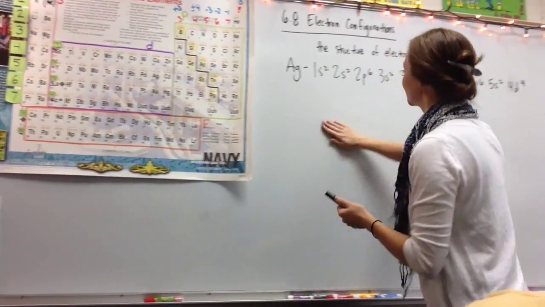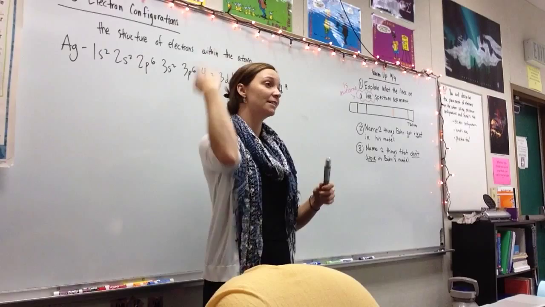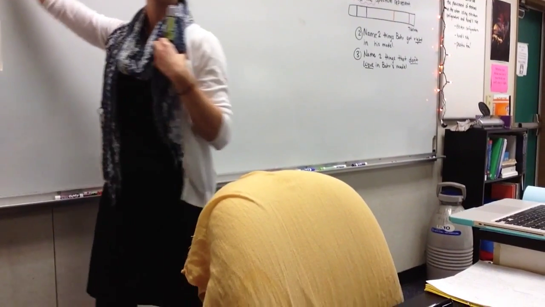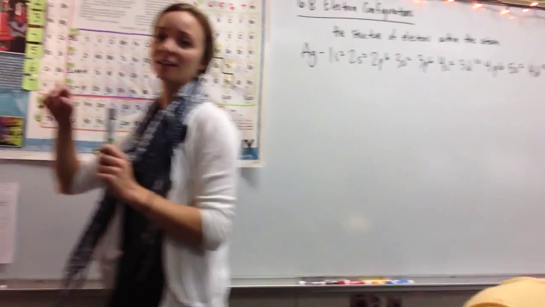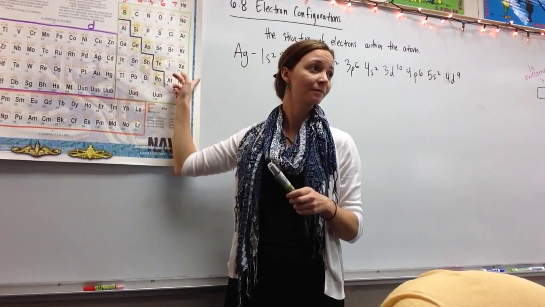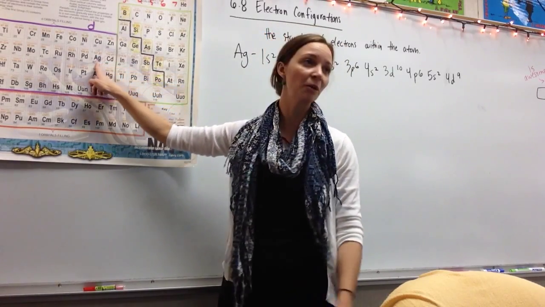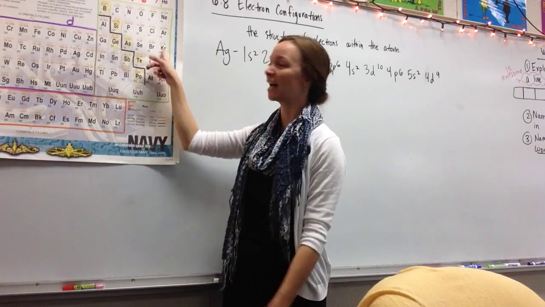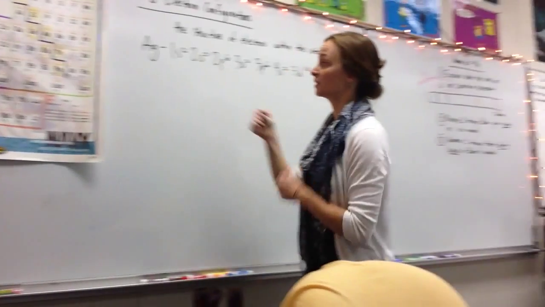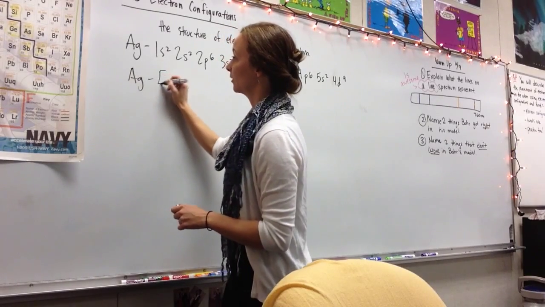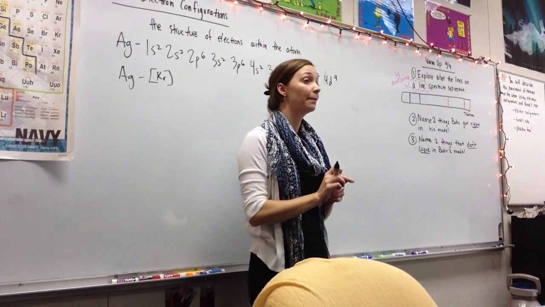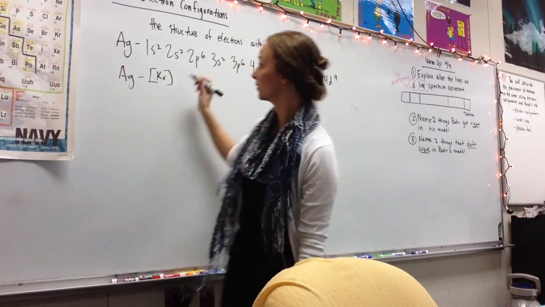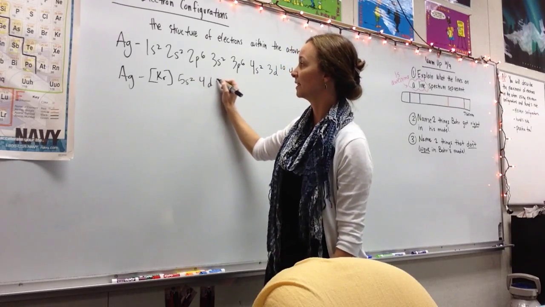Okay, so guys, as far as the shortcuts go, the way that you can make this a shortcut is you look for the noble gas that came right before silver. This is our noble gas column. So this is our silver, what noble gas comes before silver? Krypton! Krypton, right. So to do the noble gas shortcut, we would do silver, and then we would put krypton in brackets, and then we would just pick up from krypton. Now we just pick up as if we are starting there. So from krypton, we go down to 5s2 and then 4d9. So it makes it a lot shorter.